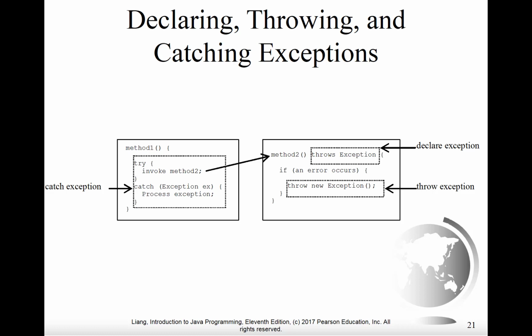And then the onus becomes on the caller of method number 2, which is method number 1 in this case on the left hand side, to actually deal with the exception. As you can see, once again, that does happen in method number 1, where we explicitly have a catch block to catch that particular exception and process it ultimately.